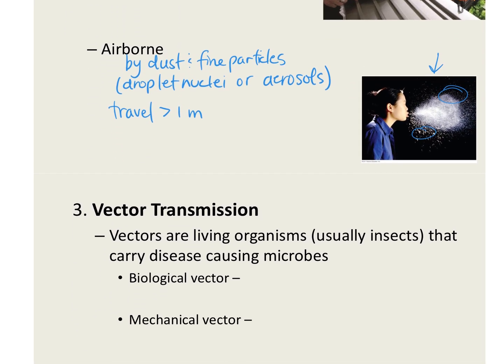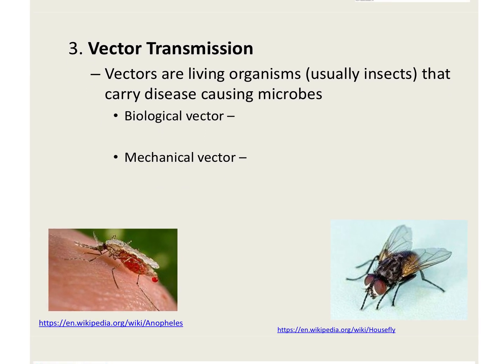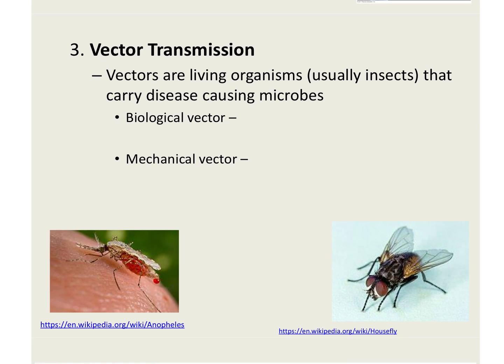Okay, lastly, we could have some kind of insect serving as the transmitter. And if the disease does involve an insect, we call that insect a vector. Okay, so vectors are living organisms that carry disease. I say here usually insects, but I haven't been able to find an example where anything other than an insect was referred to as a vector. So an arthropod or an insect. And we could consider that insect either a biological vector or a mechanical vector.